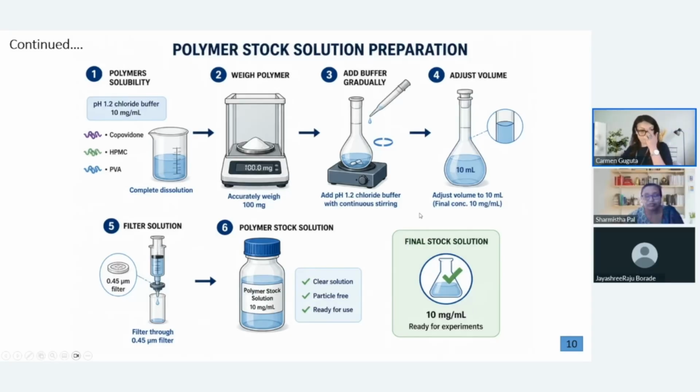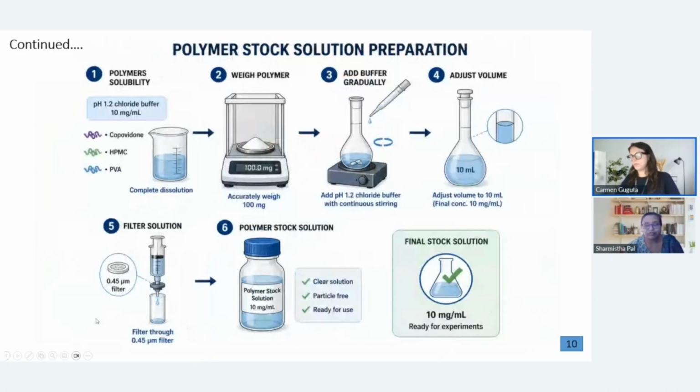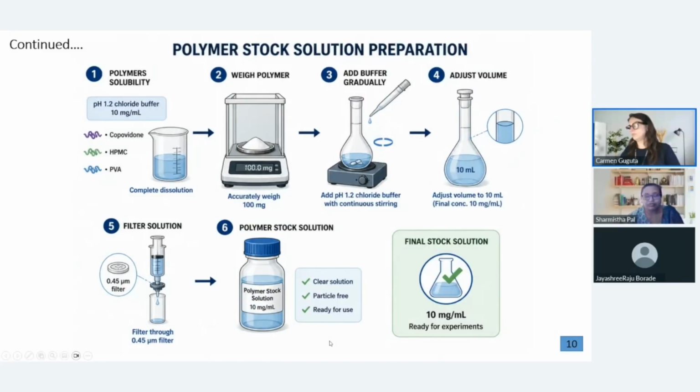per ml. After the preparation of the solution, it is filtered using a 0.45 micron filter to remove any undissolved particles. And finally, we obtain a clear, particle-free polymer solution, which is ready for experimental use. Go to the next slide.